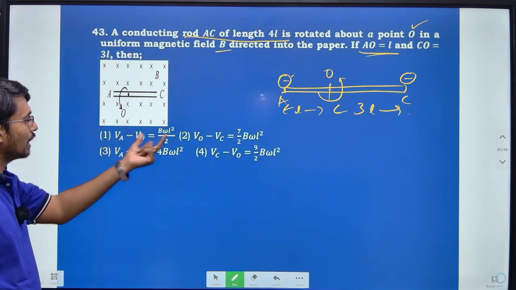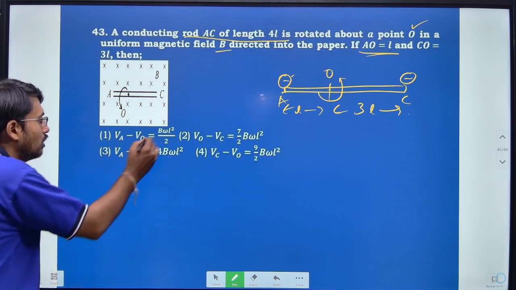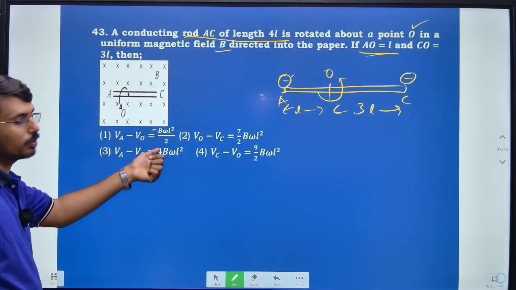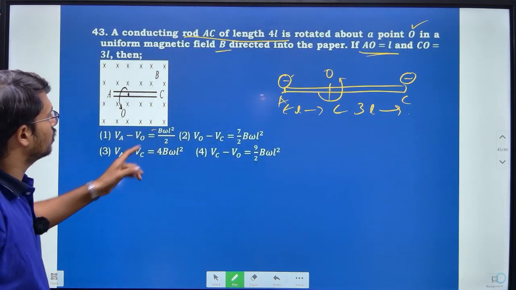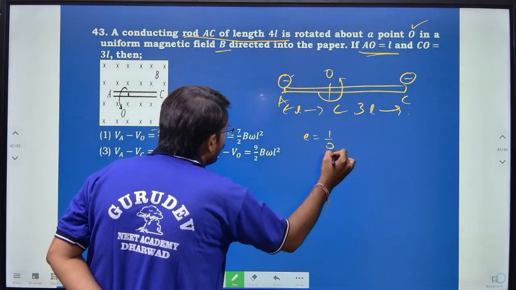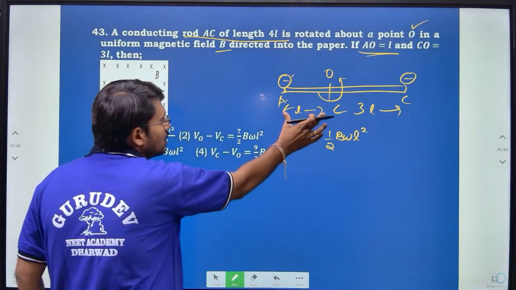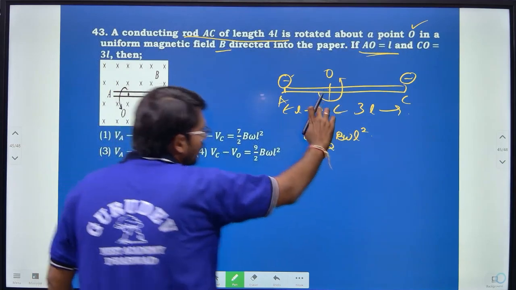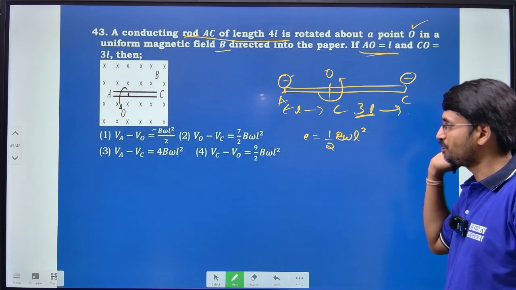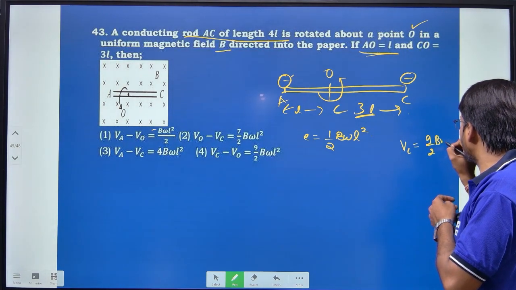Magnitude wise it is correct, but they have given VA minus VO is B omega L square by 2, whereas actually it is minus of that. If they had given VO minus VA is B omega L square by 2, that is correct. The general equation for the induced EMF is half B omega L square. Here the length is L, so it will be L square, and for the other length, 3L, when you square it becomes 9L square. So at this particular point we will have 9 by 2 B omega L square.